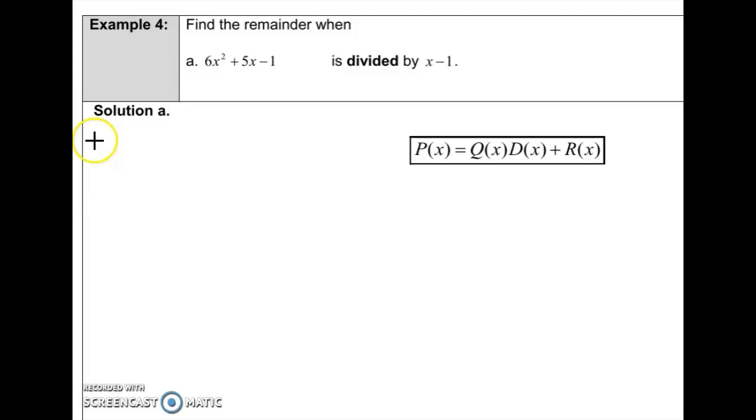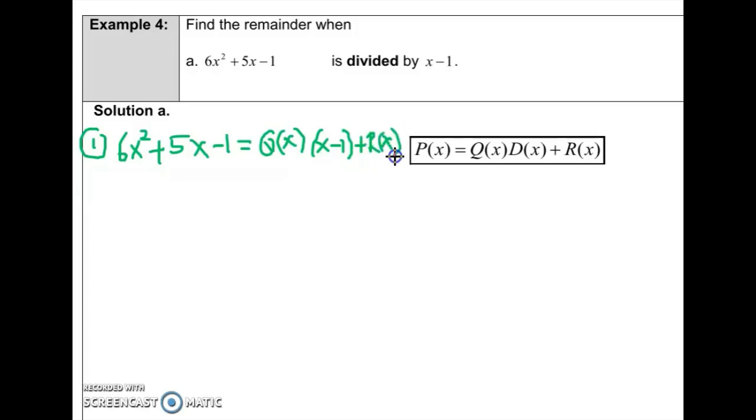So first step, we need to rewrite the given polynomial and divisor in terms of the remainder theorem. So p(x), that is 6x squared plus 5x minus 1, equals q(x), that is the quotient, times the divisor x minus 1 plus r(x). Now, if we look at this equation, we can find the remainder if we omit the quotient.